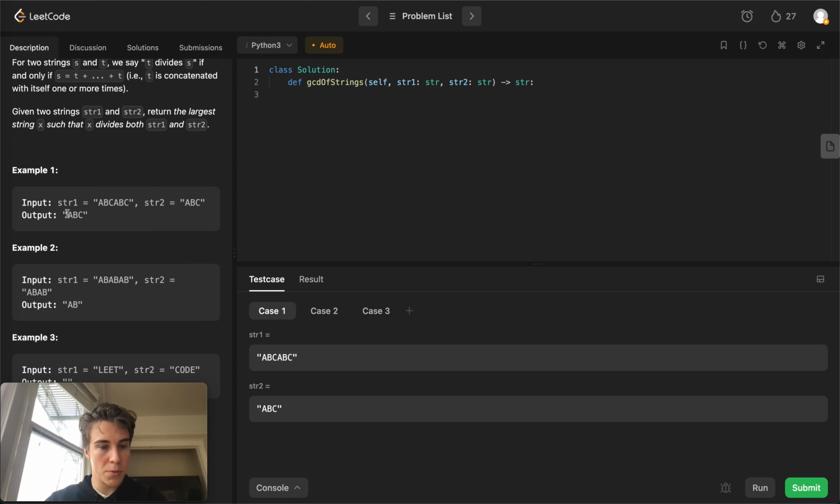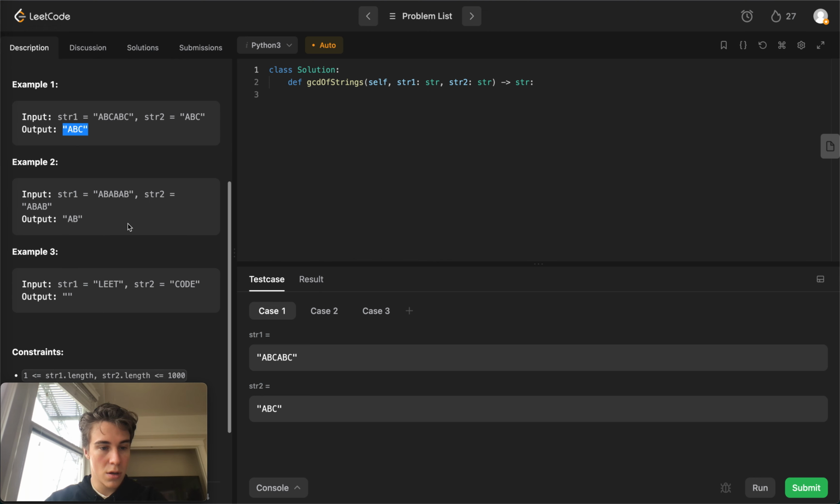In the examples we have two strings, str1 and str2. str1 is ABC, ABC, str2 is ABC, and the greatest common divisor is ABC. Same thing goes here, except str2 is AB, AB, str1 is AB, AB, AB. Okay, and the greatest common divisor is not AB, AB, it's AB.